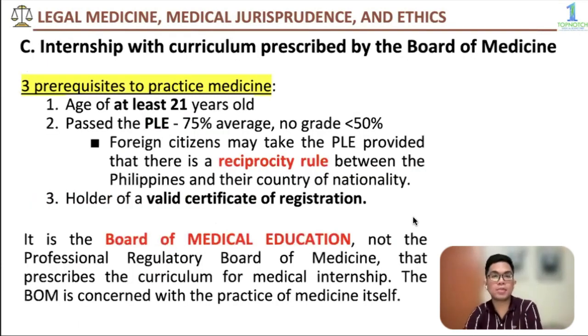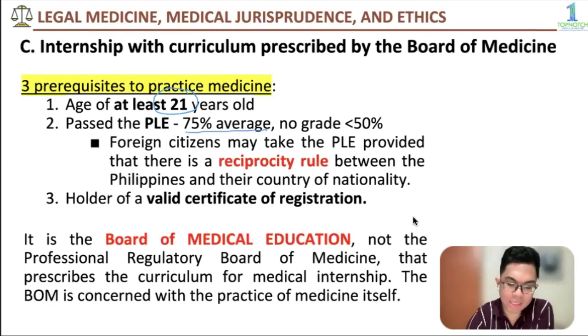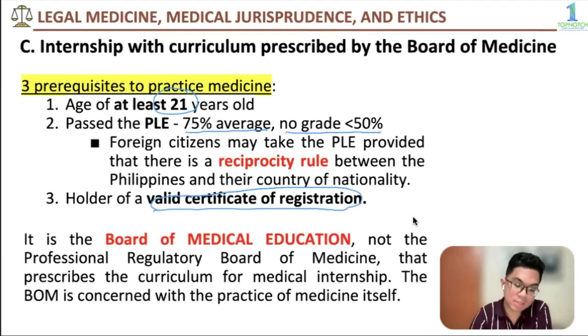So, there are only 3 prerequisites to practice medicine. So, age, dapat at least 21 years. You've passed the PLE. So, how do you pass the PLE? You have an average of 75% with no grade in a subject lower than 50%. And a holder of valid certificate of registration. So the reciprocity rule is needed so that foreign citizens can take the PLE. So hindi automatic na pag may reciprocity rule, pwede na silang hindi mag-take ng PLE. So they still need to take the PLE to be qualified in our country.